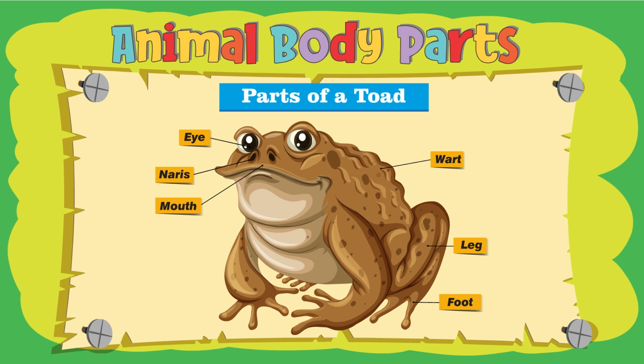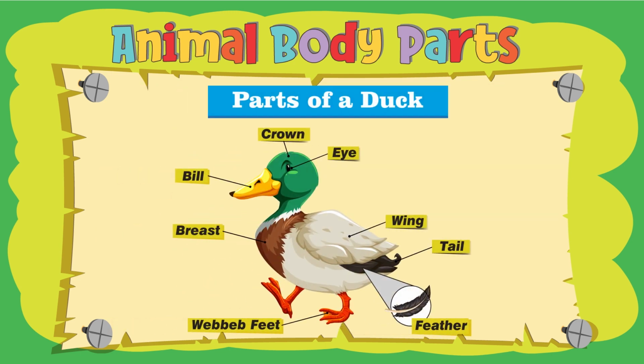Parts of a toad. A toad has eyes, nares, a mouth, warts, legs, and foot. Parts of a duck. A duck has a crown, eyes, a bill, a breast, webbed feet, feathers, wings, and a tail.